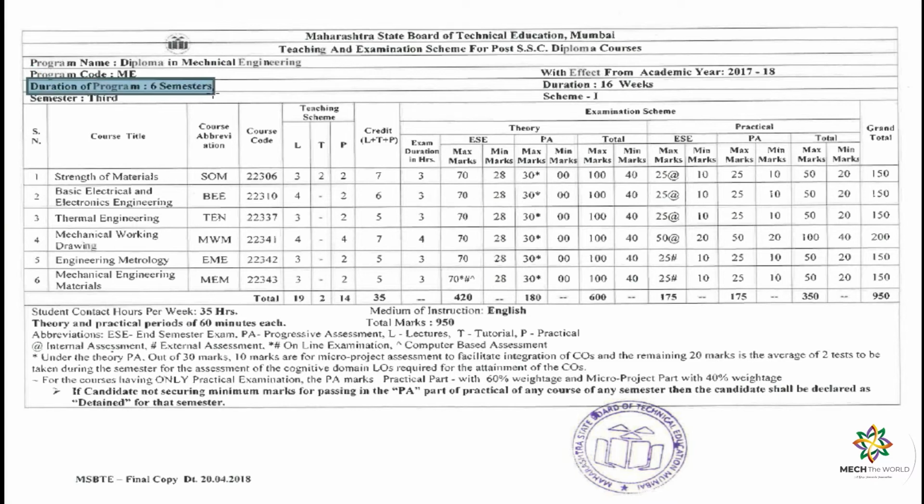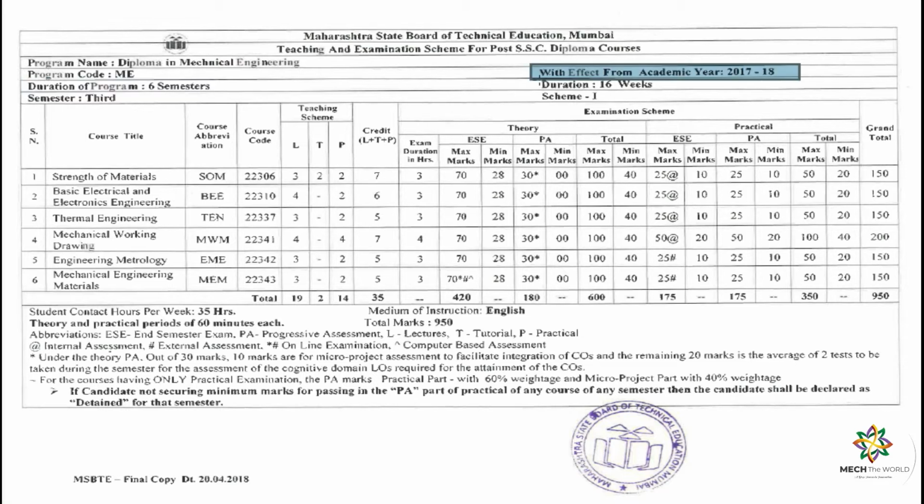Basically, the diploma course is of 6 semesters, that is 3 years, which means each year consists of 2 semesters. The duration of each semester is 16 weeks.